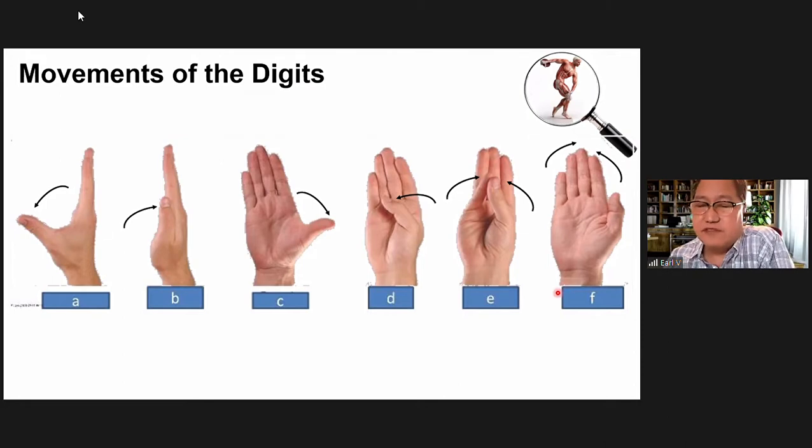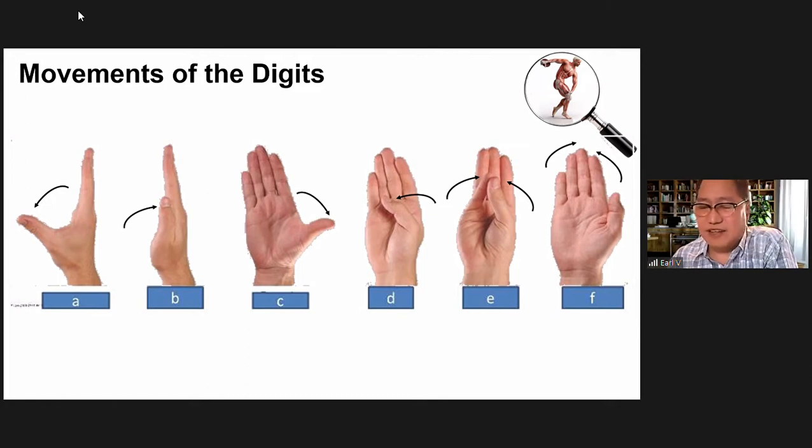How about F? Pronation, supination. Okay, pronation. Sino nagsabi pronation? Ako, Doc. Sige, define pronation. Sige, pakita mo sa amin. Pronation, then supination. Pronation, palms facing downward. Supination, palms facing upward. Okay, sige.